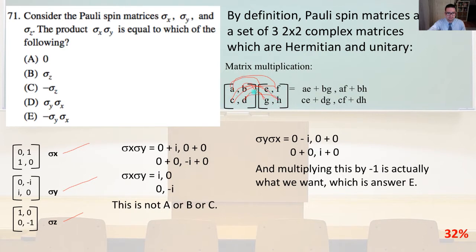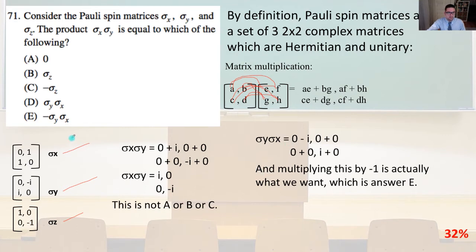Looks very complicated and messy, but let's see what it works out to. It's really not hard once you get the hang of it. So sigma x, sigma y on the Pauli spin matrices. This is going to be based on our matrix multiplication that we just went through above. 0 plus i, top left, 0 plus 0, top right, 0 plus 0, bottom left, minus i plus 0, bottom right, and that simplifies to i, 0, 0, comma i, and this is not A, B, or C, as we can see from the Pauli spin matrices that we have right here.